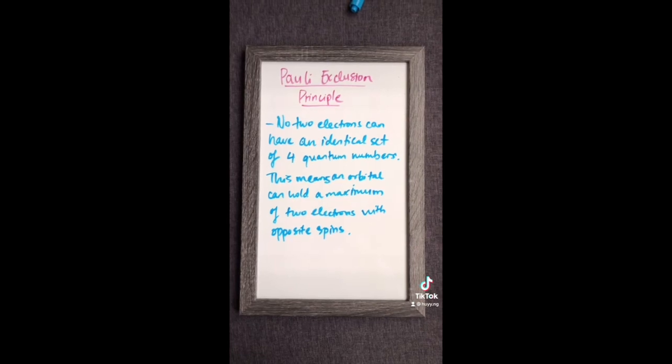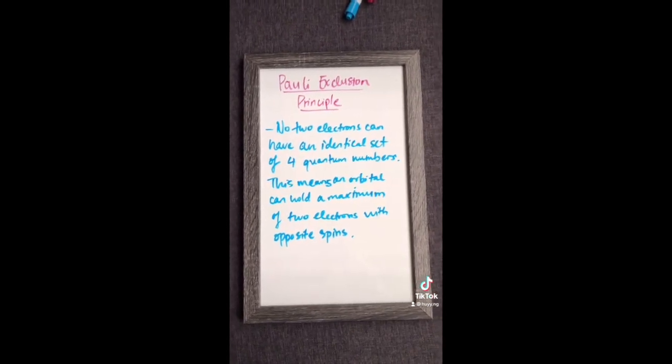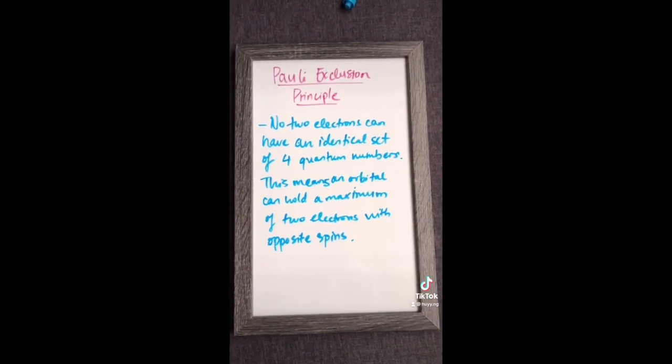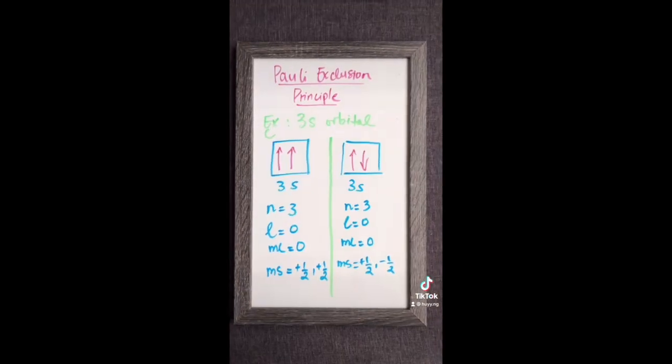Lastly, let's talk about the Pauli exclusion principle. This one states, no two electrons can have an identical set of 4 quantum numbers. This means an orbital can hold a maximum of 2 electrons and they have to be opposite spins.